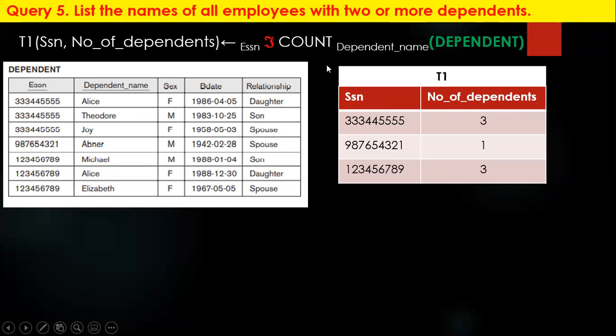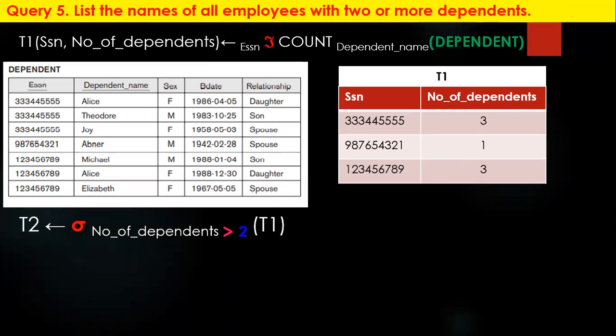So this would be count underscore dependent name. But to do the proper naming, they have used the rename operator. That is just to rename the attributes, just placing them in parentheses is sufficient. So the second column we have given as number of dependents. So now, after finding the number of dependents for each SSN, we need to list those names whose count is greater than 2.